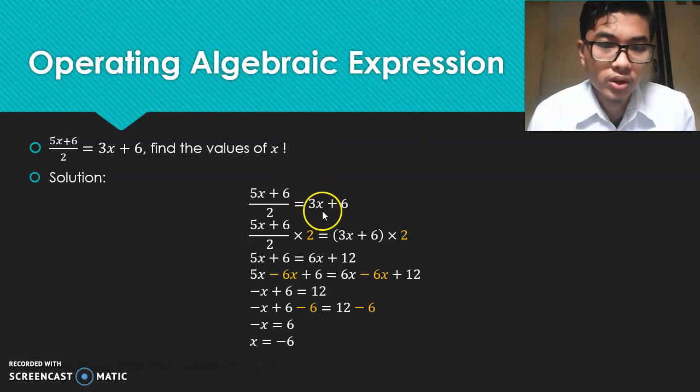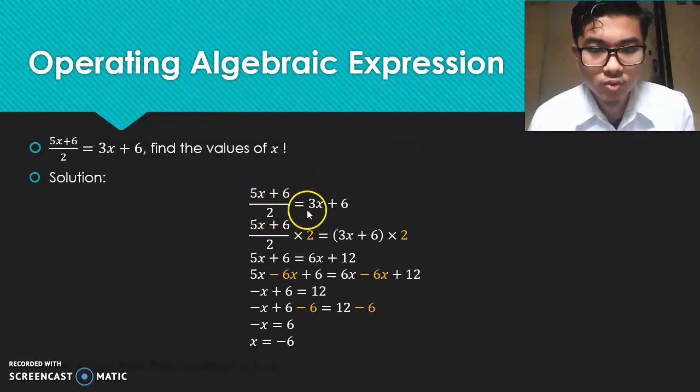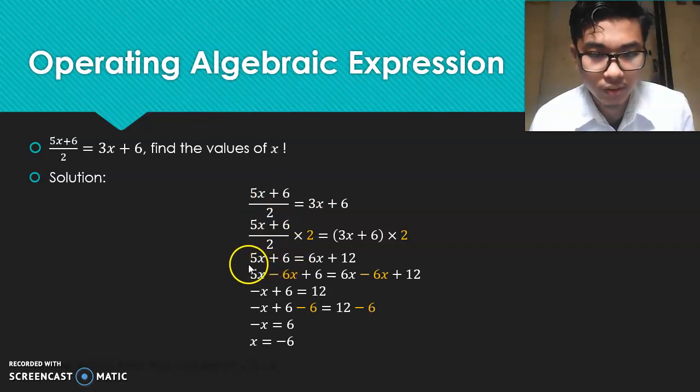Okay, solution: 5x plus 6 over 2 equals 3x plus 6. Both sides multiply by 2. Multiply by 2 times 2. So we can remove this division on this side. So 5x plus 6 remains, and then these two multiplied both of them, so 3x multiplied by 2 is 6x, and then 6 multiplied by 2 is 12.